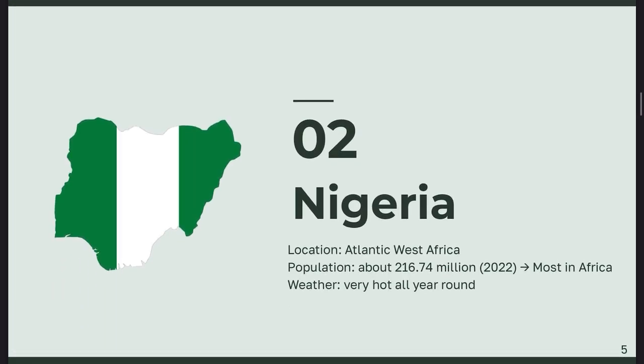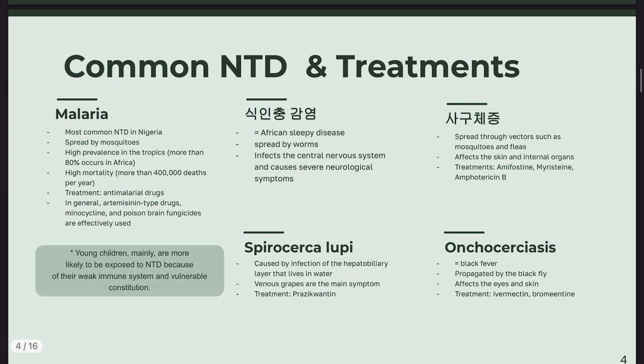Young children are more likely to be exposed to these kinds of NTDs because of their weak immune systems and vulnerable constitution.